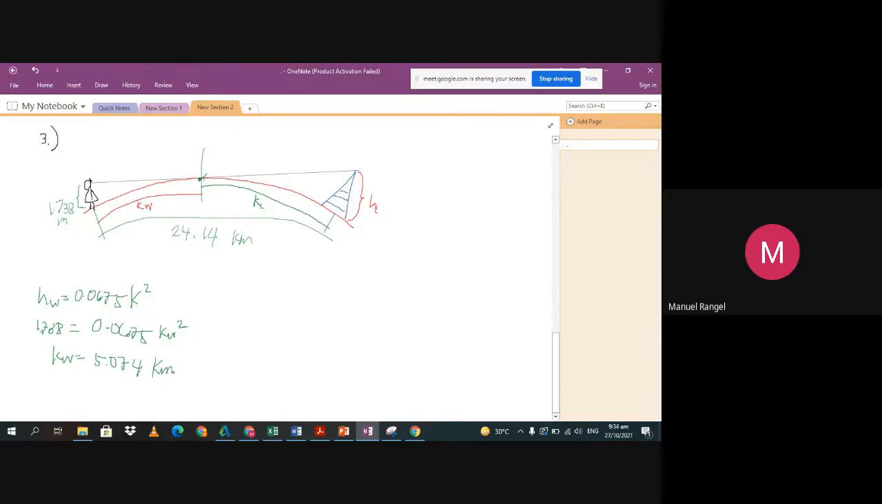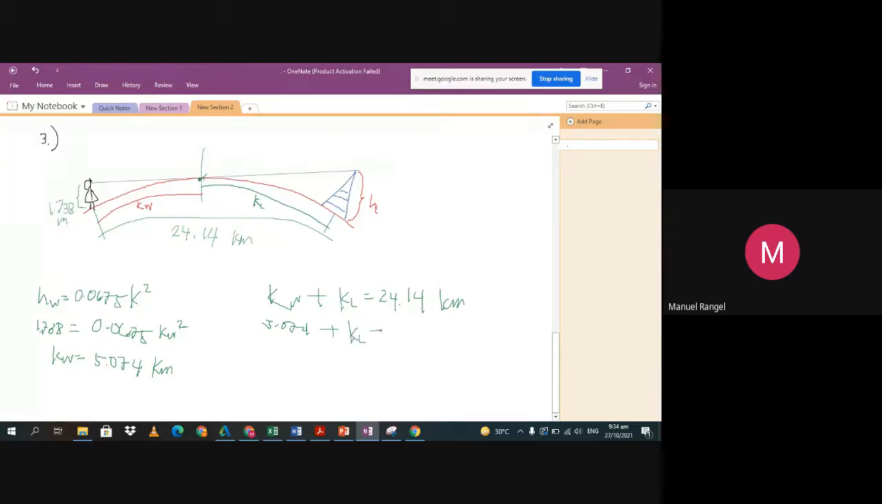Then from there, since the total distance of the girl to the lighthouse is equal to 24.14, we know that the distance from the point of tangency to the location of the girl and from the point of tangency to the location of the lighthouse, so KW plus KL, equal to 24.14 kilometers. So from there, makompute na nato ang value sa KL. So substitute lang nato dire 5.074.